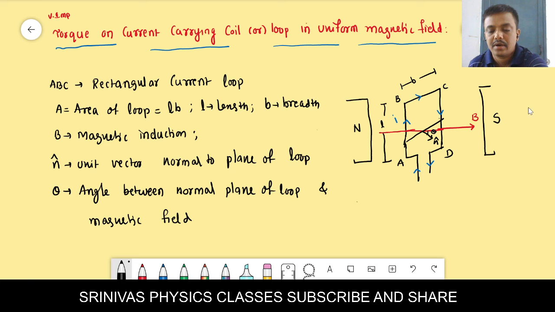Whenever a current carrying wire AB is kept in a magnetic field, it experiences a force. What is the direction of the force? According to Fleming's left hand rule, you can give the direction of the force. Current is upward, and the field is to the right side. What is the direction of the force?